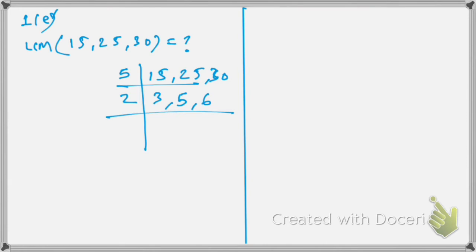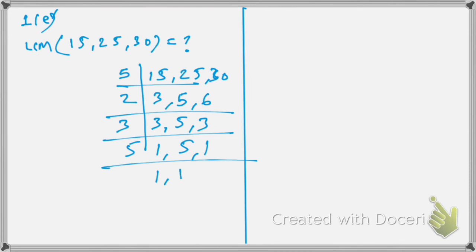Now divide by 2. 3 cannot be divided, 5 cannot be divided, 3 times. Now divide by 3: 1, 5, 1, divided by 5. So now students, what will the LCM be?